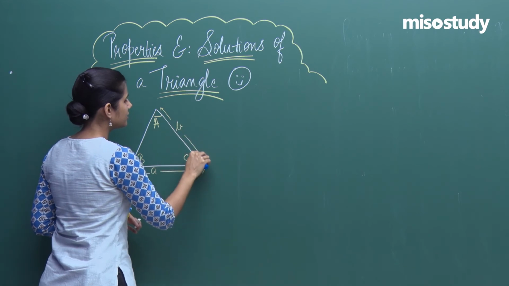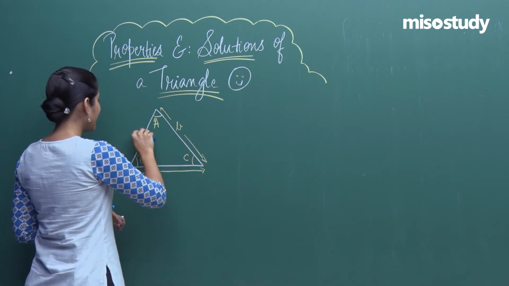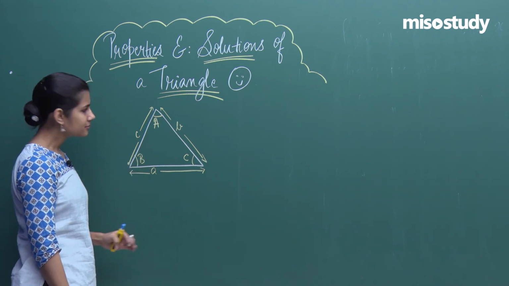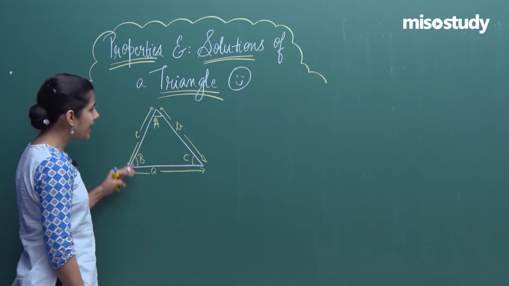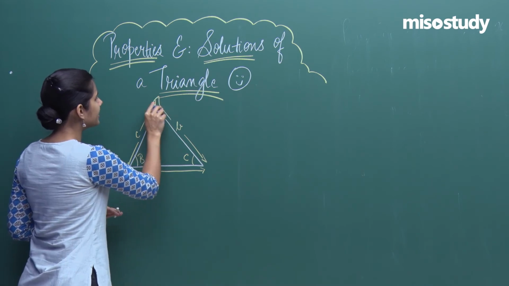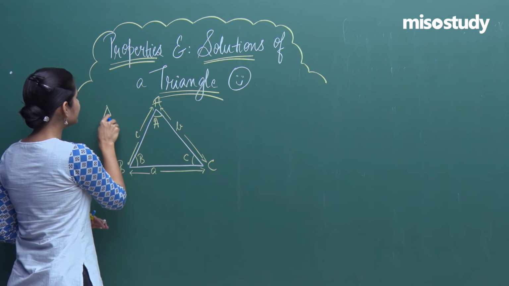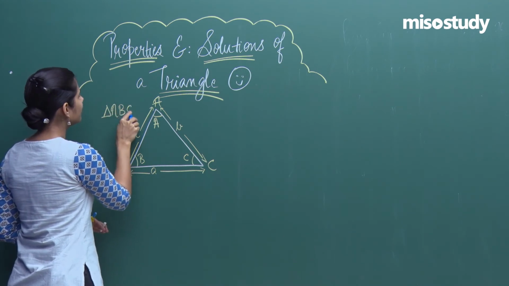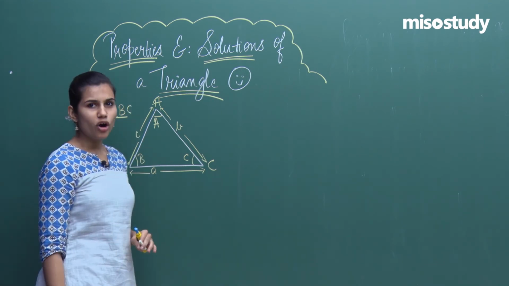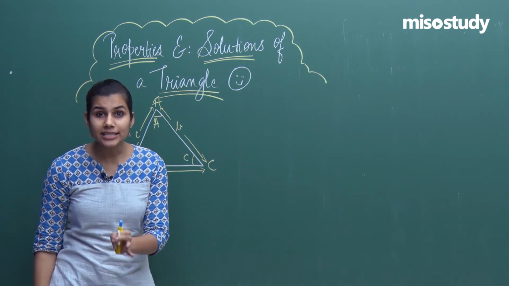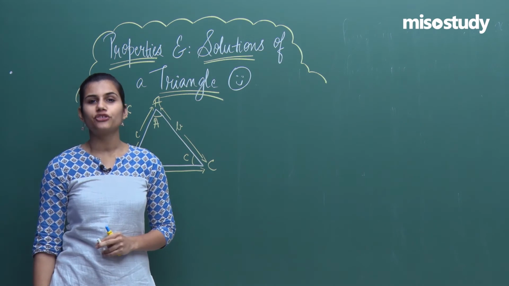Say this is the second side. And say this small c is the third side. That means a triangle ABC is made up of 3 sides and 3 angles. That means there are 6 components of a triangle.